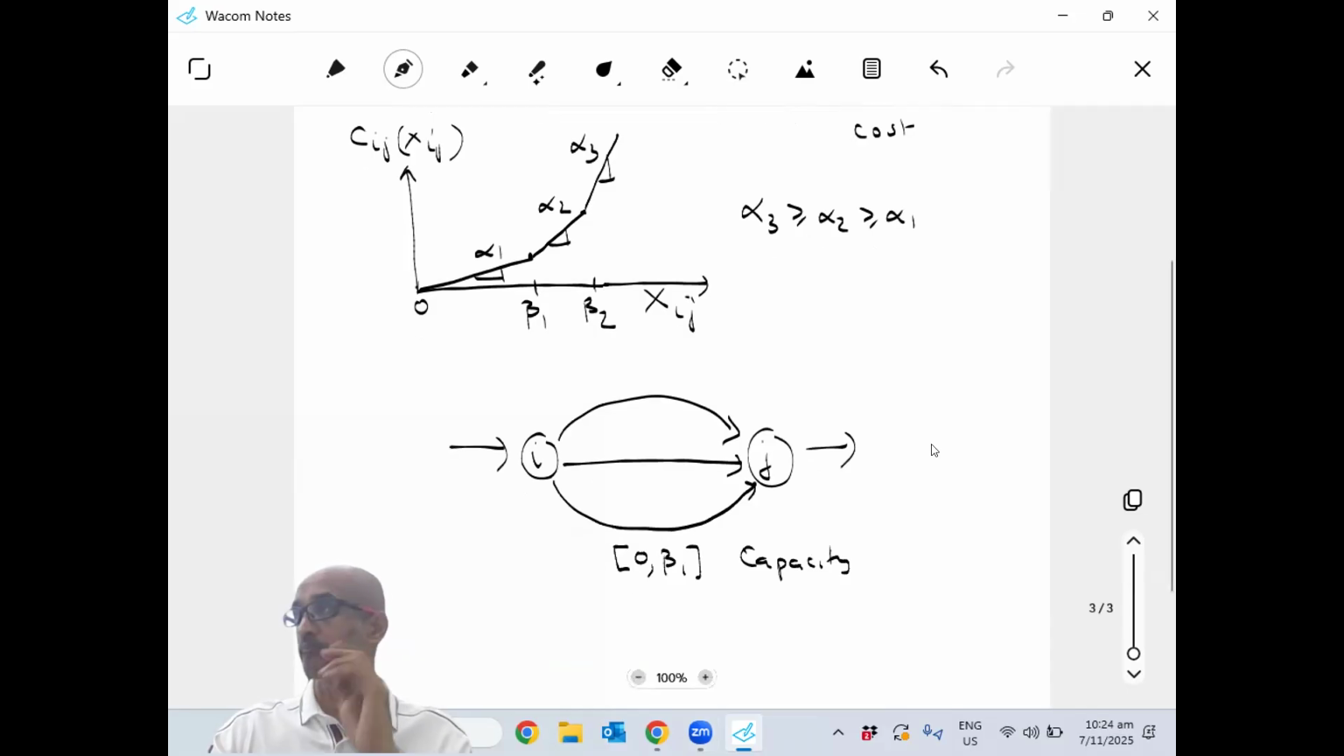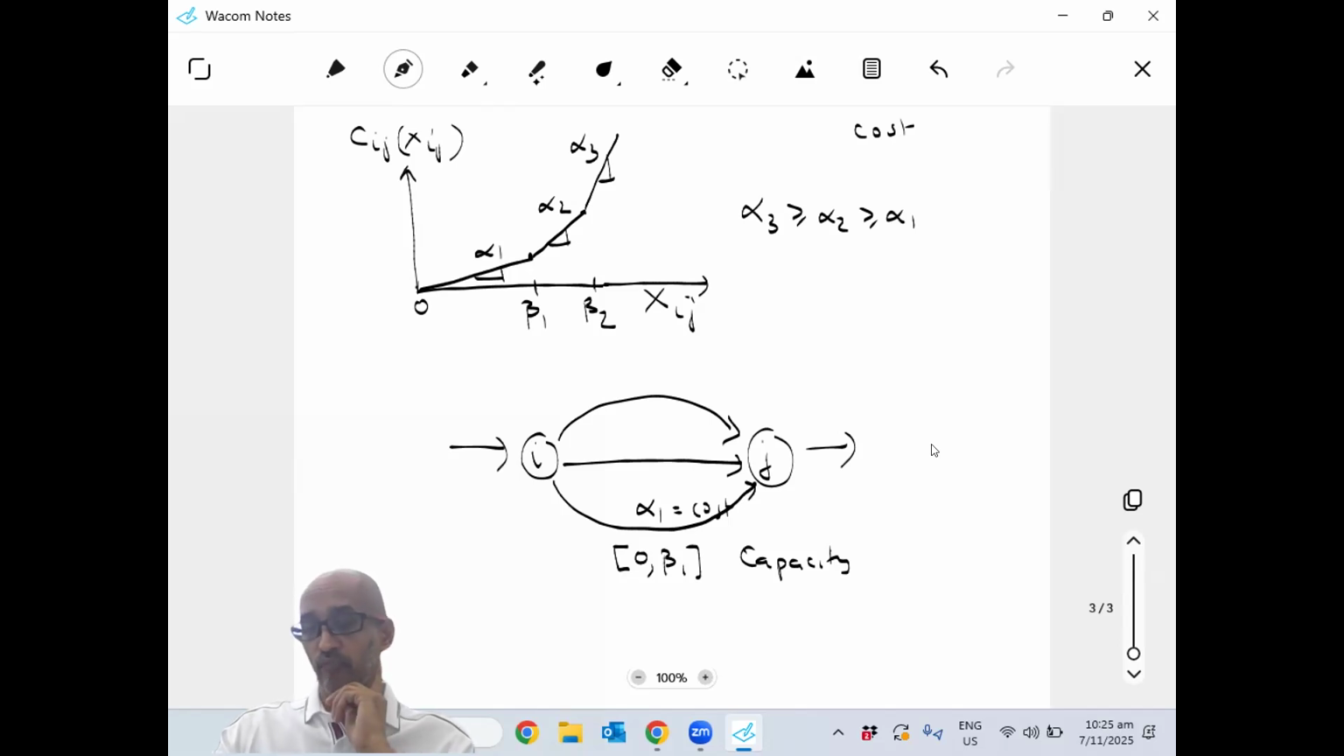Okay. If I send flow on this link, since my slope is alpha 1, I want the unit cost on this link to be alpha 1. So for example, if I send beta 1 by 2 units on this link, the cost will be alpha 1 times beta 1 by 2. So this is a unit cost, so this is a linear cost function. So as long as I'm sending between 0 and beta 1, I want to use this link.